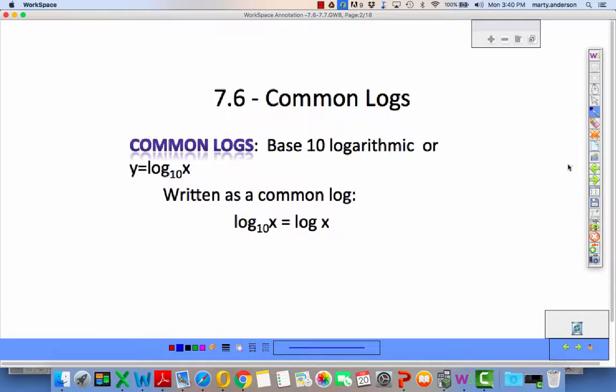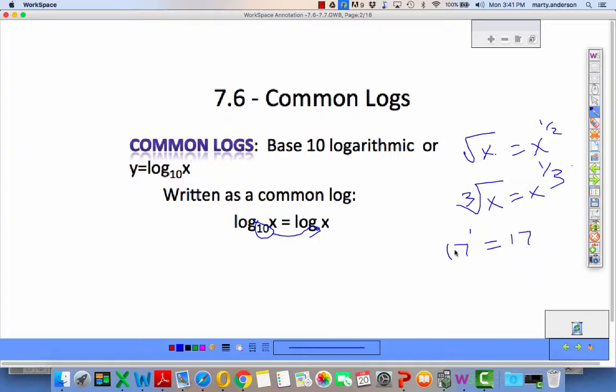Show you a couple of things here. We do not write the 10, much like when we don't write the 1. It's there. Like the square root of x is x to the 1/2, we don't write the 2. The cube root of x is x to the 1/3. 17 to the first power is 17, but we don't put a 1 on it. If you have a log and there's no base given, you assume that it is base 10. It's the most common log that is ever used.